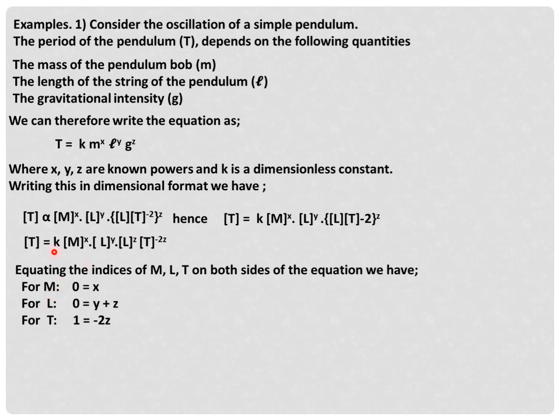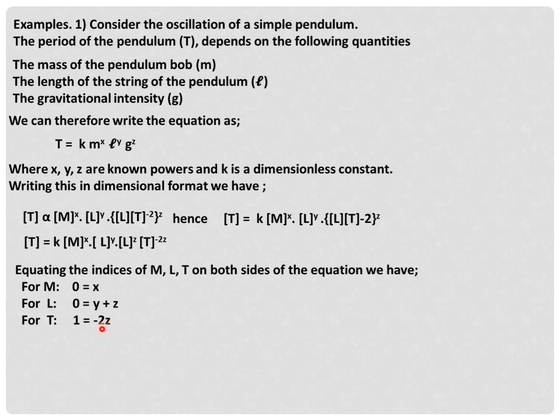Now, when we look at T, on the left hand side, T has a power of 1. Once it is just T, it means it's T raised to the power 1, because T raised to the power 1 is still T. Therefore, the power of T on the left hand side is 1, and the power of T on the right hand side is minus 2z. So we now have three equations to solve. From observation, we already see that x is 0, and we can say that 1 is equal to minus 2z.